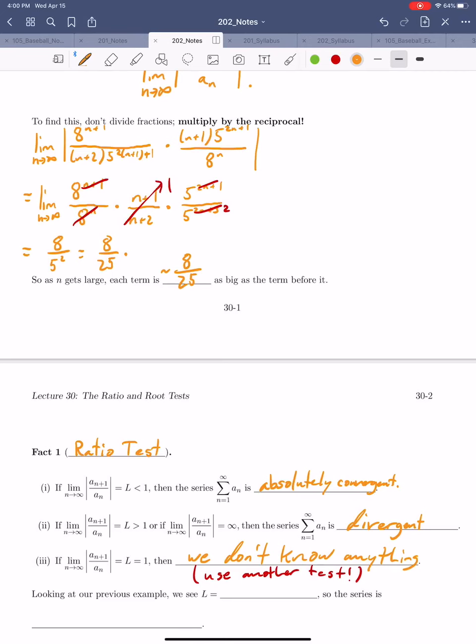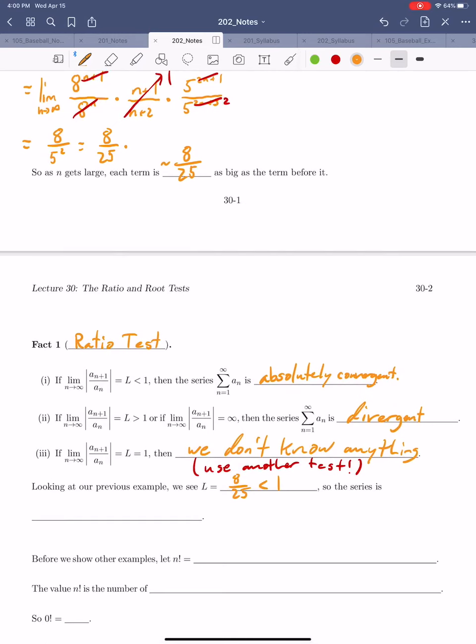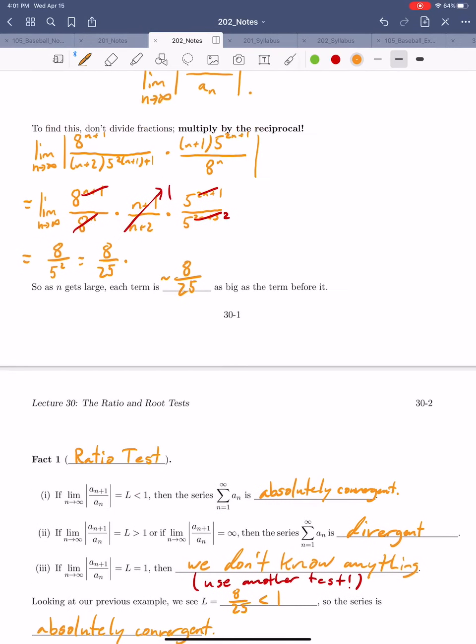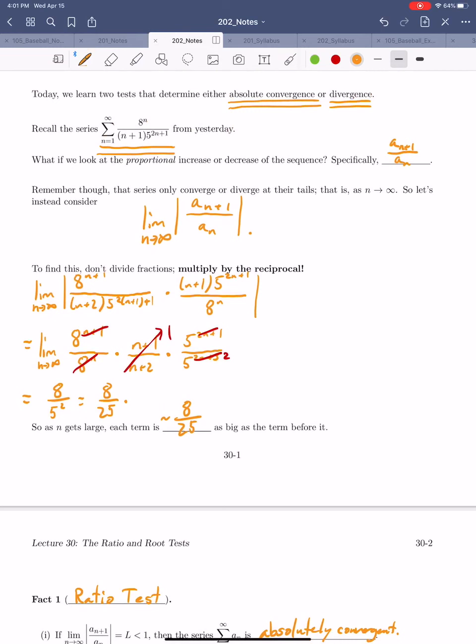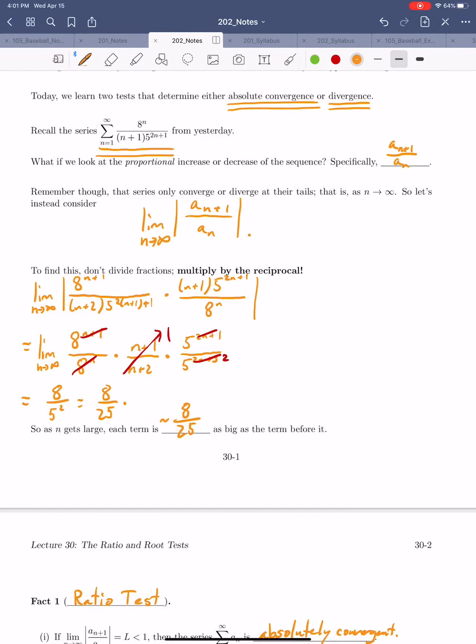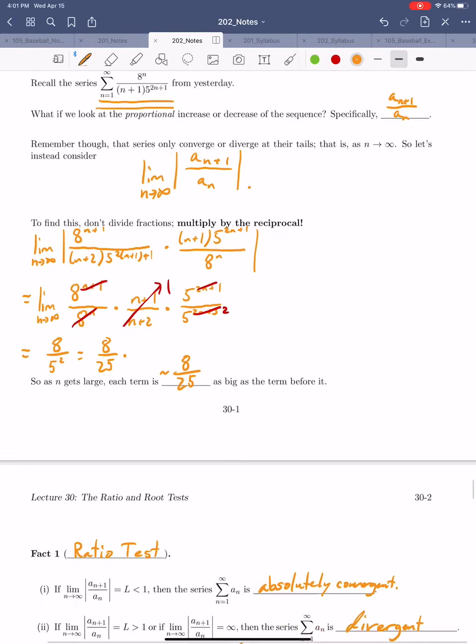So because our previous limit was 8/25, which is less than 1, our series is absolutely convergent. Okay? Perhaps one way that you could see that's true, if you were really clever about it, is that you could have compared it to a convergent geometric series.